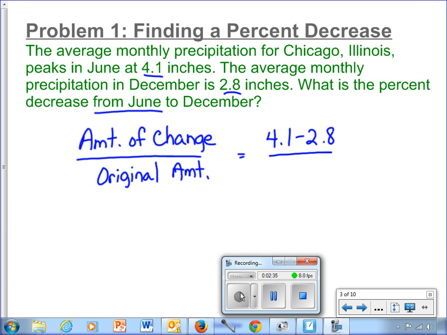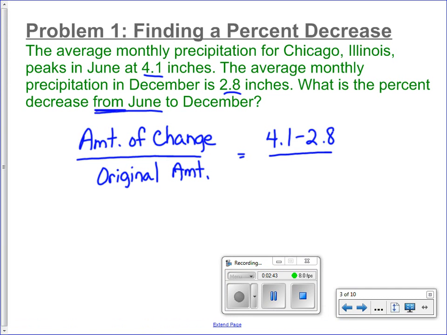All right, so the original amount is usually contained where you see the word from, they want from June. So June was 4.1. All right, so 4.1 minus 2.8 is 1.3, and we're going to divide 1.3 by 4.1.